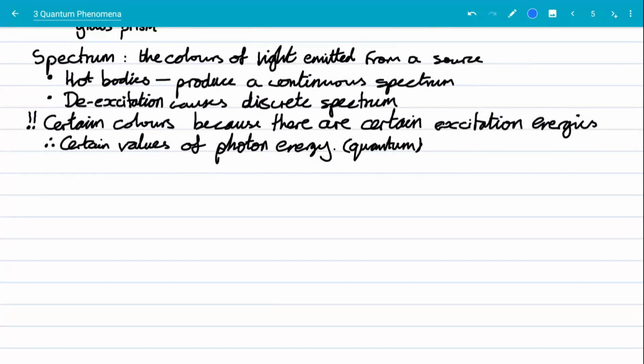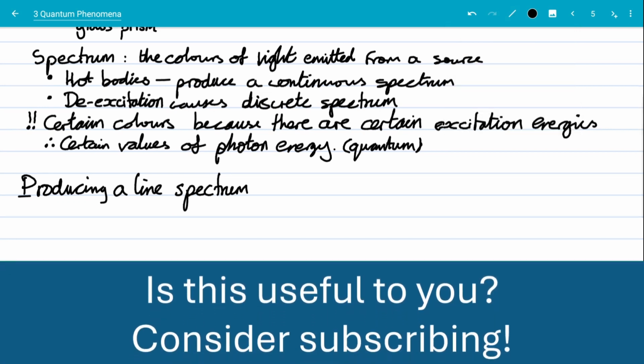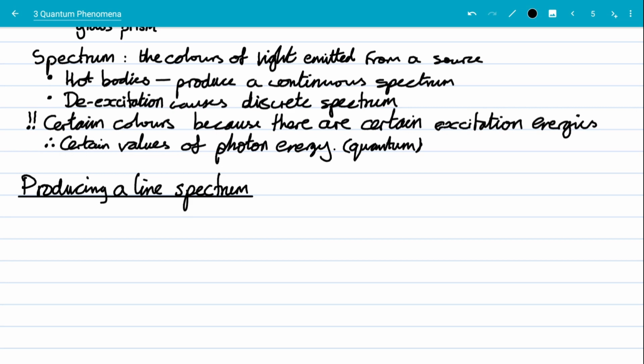So let's make a new title, producing a line spectrum. And what is a line spectrum? Well, it is just a spectrum of colors where each color is represented by a single line. That's all it is.